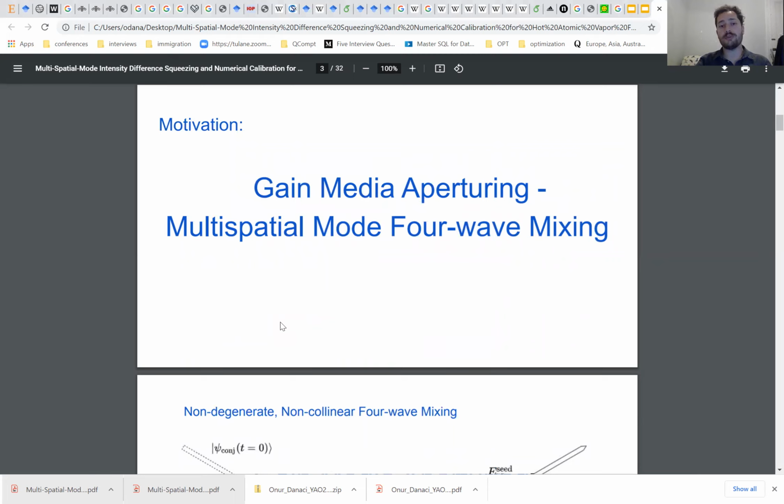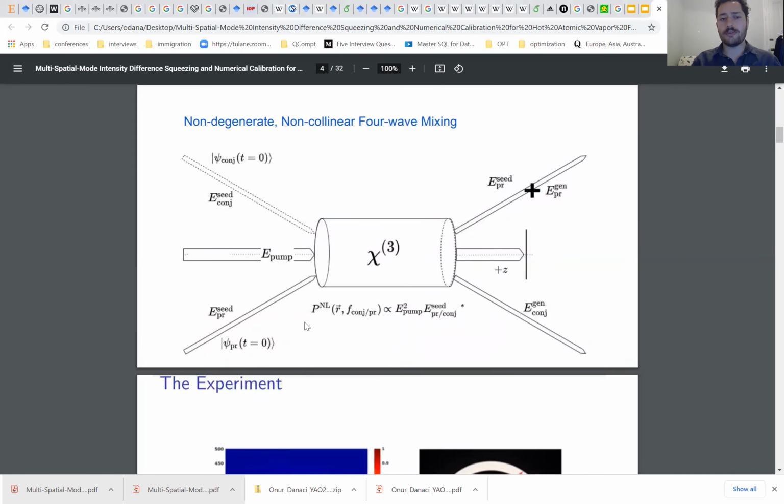So what is our motivation? Our main motivation is our previous experiments in these hot atomic vapor nonlinear optical systems. Our workhorse is a hot atomic vapor medium, a Chi-3 medium, for example filled with rubidium atoms that are heated up to 110 degrees Celsius.